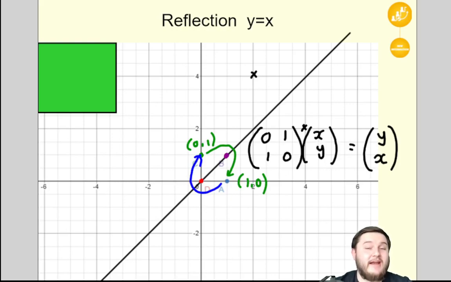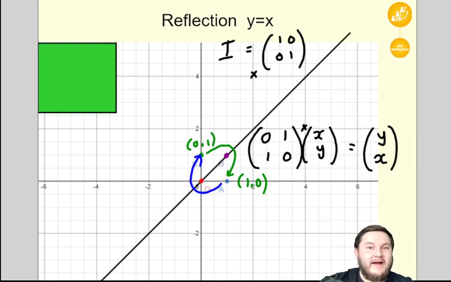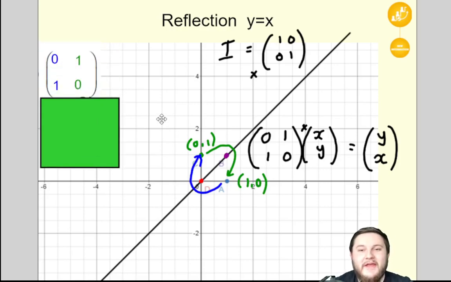x and y values. Now you might notice straight away that 0, 1, 1, 0 looks a lot like the identity matrix, which is 1, 0, 0, 1. Please do not get these confused. The identity matrix is a very special matrix in that when you multiply it by any vector or any matrix, you get the same matrix, the original one. Whereas this 0, 1, 1, 0, which if I reveal, there we go, that is a reflection in the line y equals x. So again, reflection in the line y equals x.